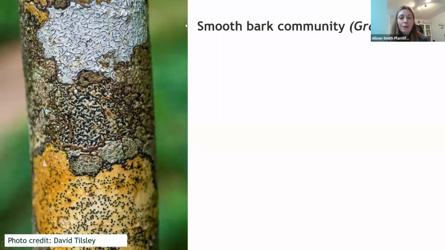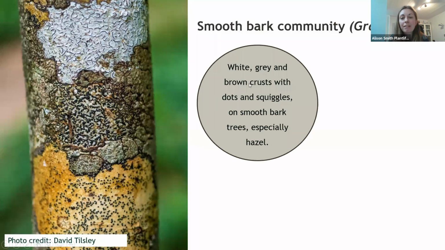The next community I was going to briefly mention to you is the smooth bark community of lichens. This is a very different community that grows on smooth barked trees, particularly on hazel. We're looking at crust species again, instead of the big bushy leafy lichens. This community is characterized by white, grey and brown crusts with dots and squiggles.